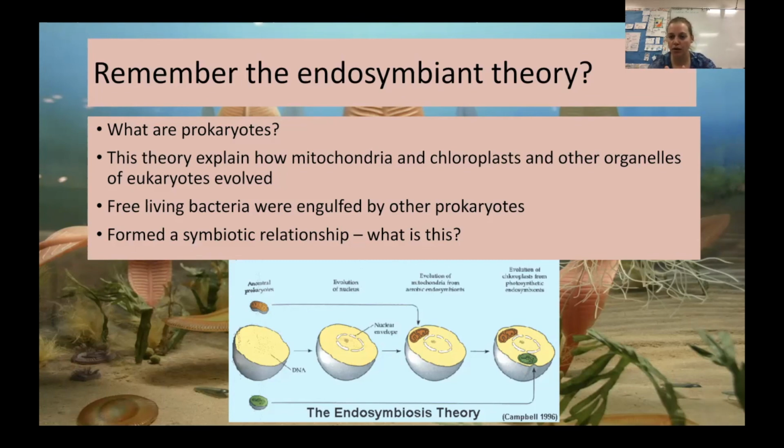They both have two membranes. They both have their own DNA. They work independently of the cell. They're the same size as bacteria, and the ribosomes that they make are similar to what bacteria make, more so than what eukaryotes make.